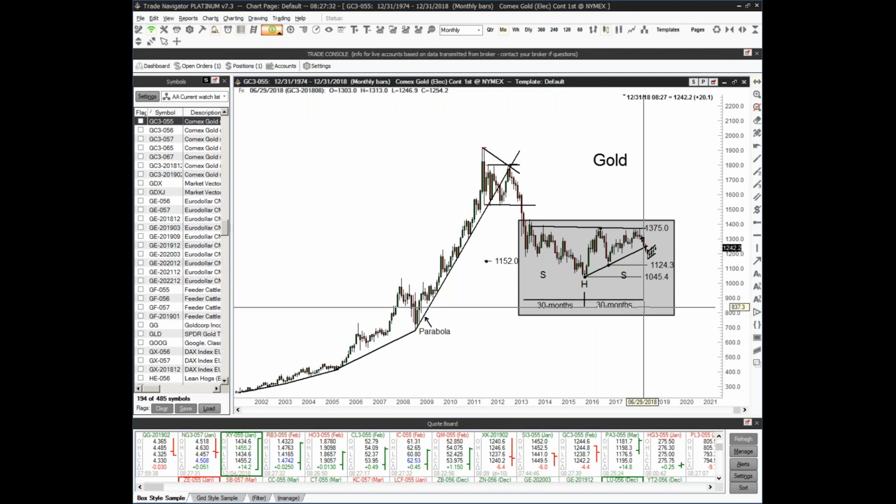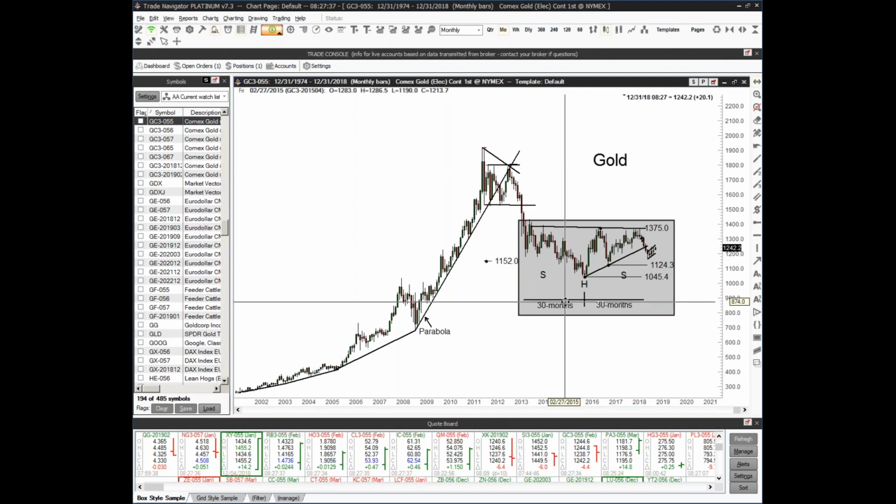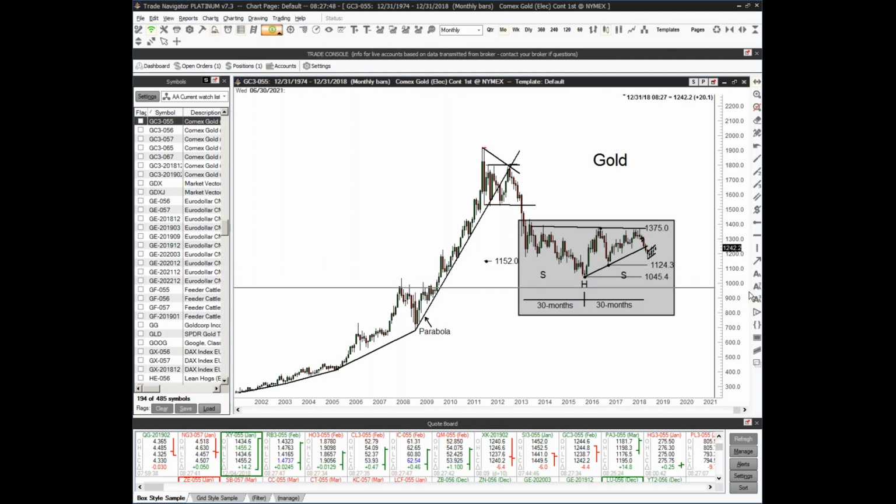The reality is that really big head and shoulders tend to have symmetrical balance. This shows that the left shoulder was 30 months. The right shoulder would have been 30 months as of June. We've gone past that. We've come down, and this 1124 is the right shoulder low. We violate that, and we're in trouble.